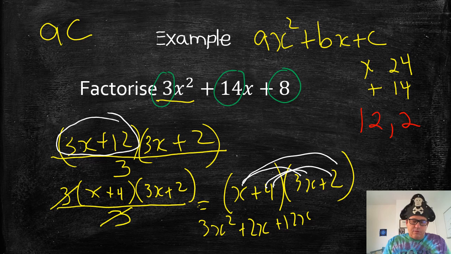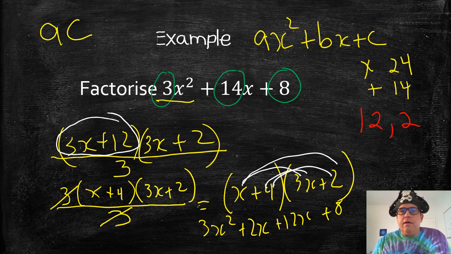And 4 times 2 is 8. And I simplify that, 2x plus 12x is 14x, it works. This method will work all the time. Notice there was much less guesswork. This time I didn't have to try lots of things.